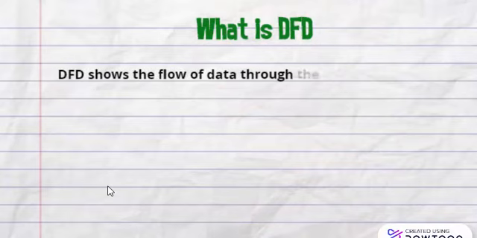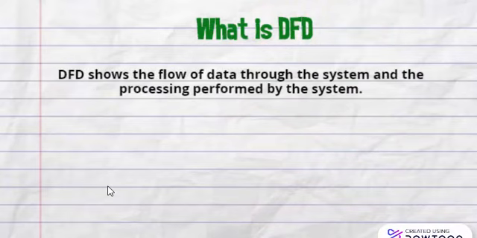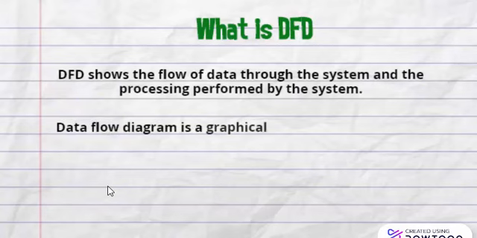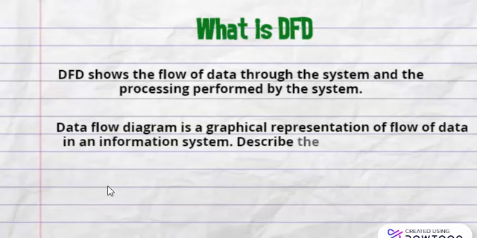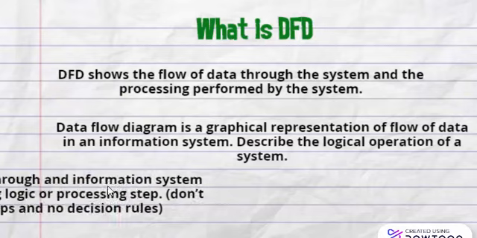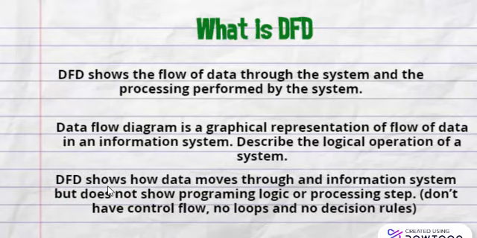What is DFD? DFD shows the flow of data through the system and the processing performed by the system. A data flow diagram is a graphical representation of the flow of data in an information system. It describes the logical operations of a system. DFD shows how data moves through an information system but does not show programming logic or processing steps. It has no control flow, no loops, and no decision rules.